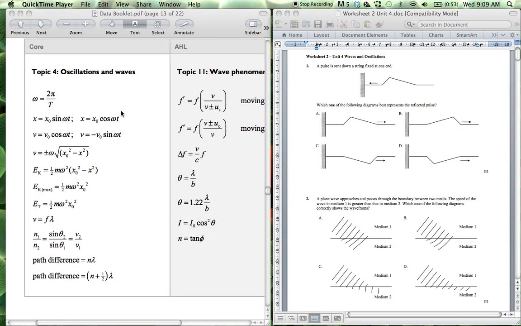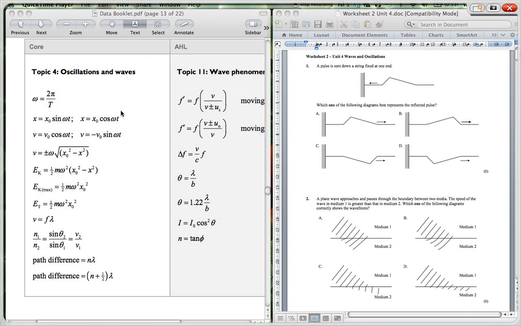Okay, so here's worksheet 2. We're going to go through the multiple choice first. It says a pulse. Now, a pulse is one full wave, but just one is sent down a string fixed at one end. Which of the following diagrams best represents a reflected pulse?